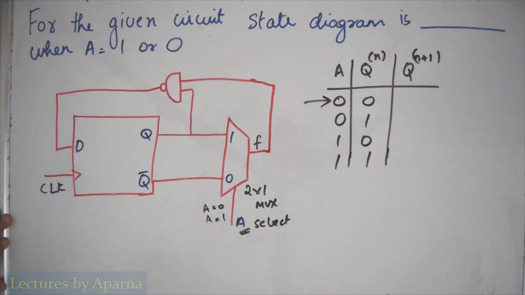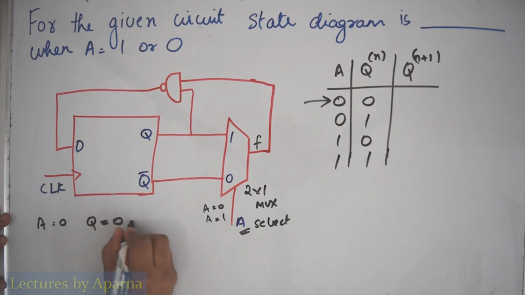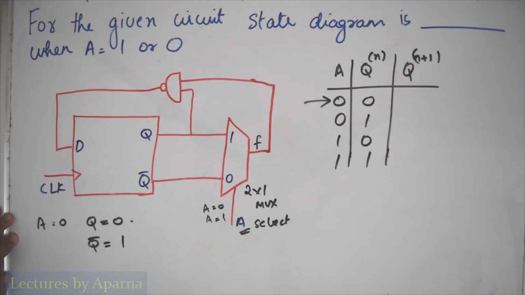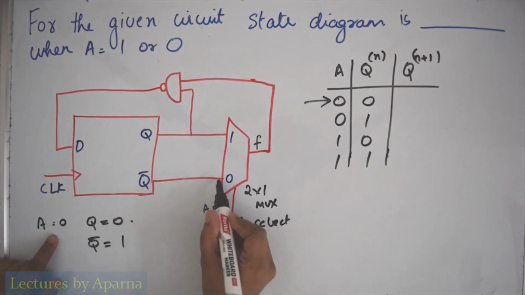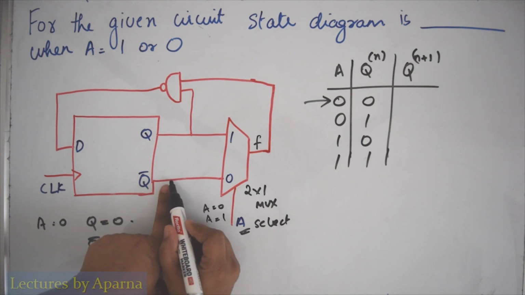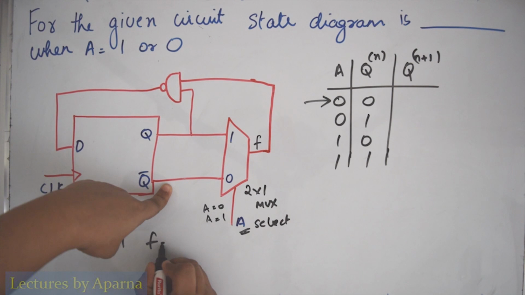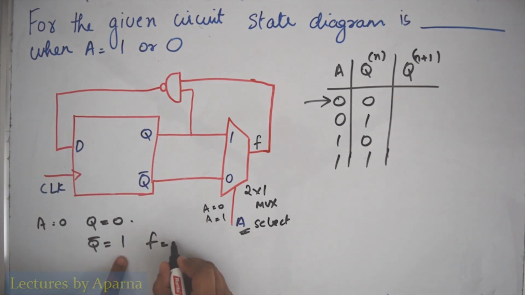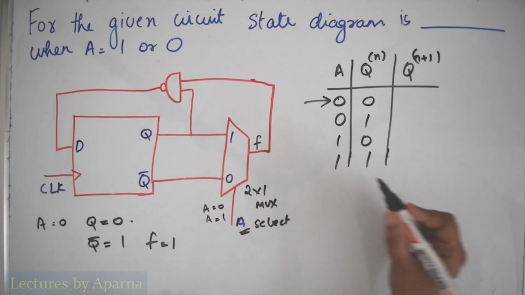So take the first condition, A equal to 0 and Q equal to 0. When Q is 0, Q bar will be 1. Okay. So A is 0. When A is 0, the data that is present at Q bar will appear at F. So F will be equal to, what is at Q bar? 1. Now I have to NAND F and Q.